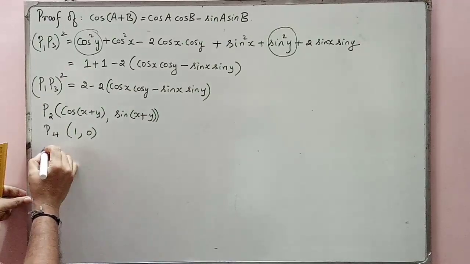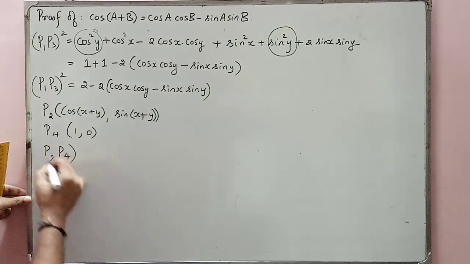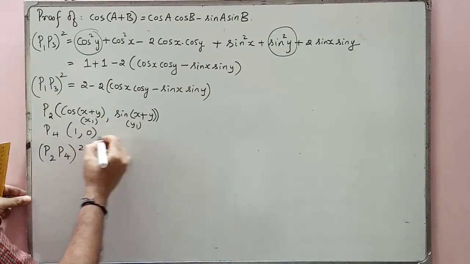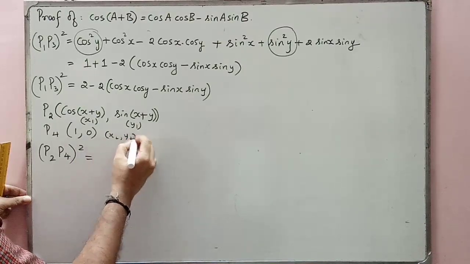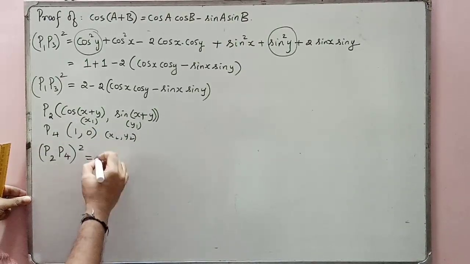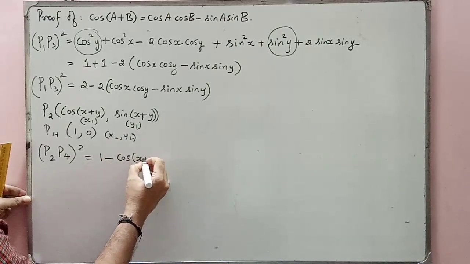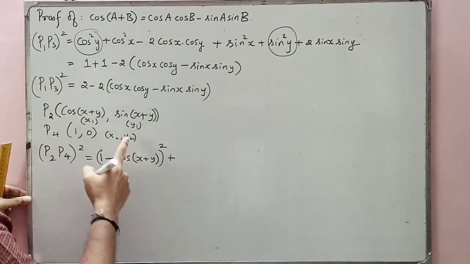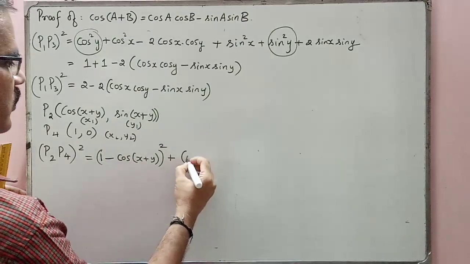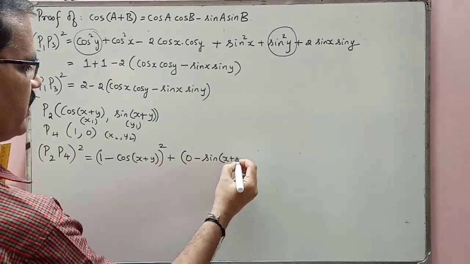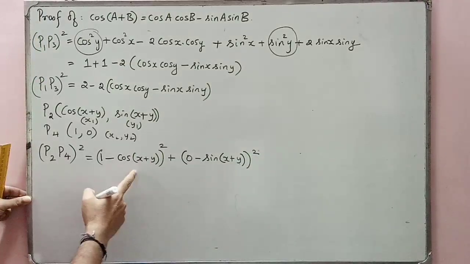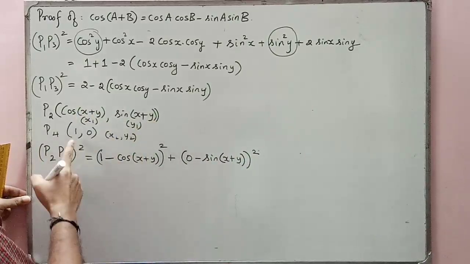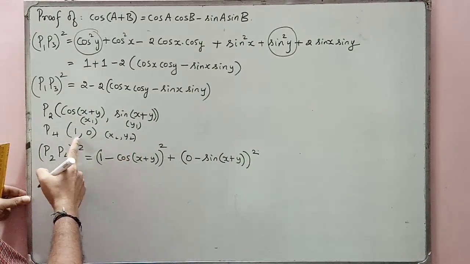Okay children, now we are finding the distance between P2 and P4. So to remove the square root, I am squaring it. Now this is your x1 y1 and this is your x2 comma y2. Now applying the formula, x2 minus x1: I will have 1 minus cos of x plus y the whole square, plus y2 minus y1: 0 minus sin of x plus y the whole square. This is the distance formula, children: x2 minus x1 the whole square plus y2 minus y1 the whole square. This is x1 y1, and 1 comma 0 is your x2 y2. There is no space, so I have written here.